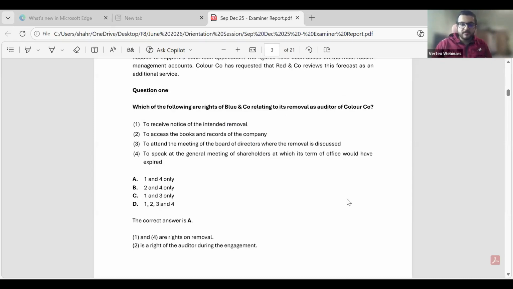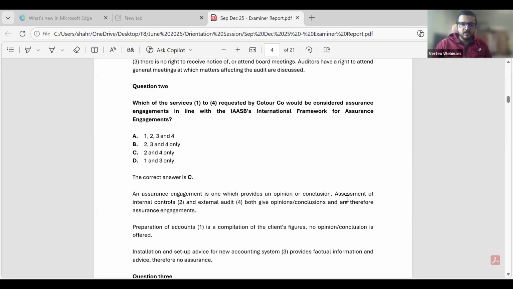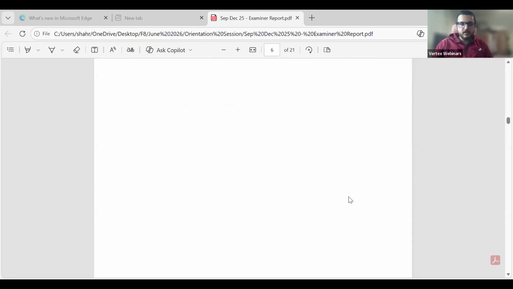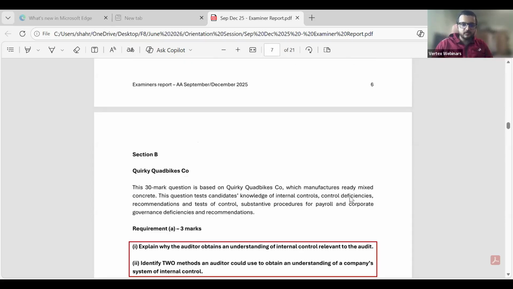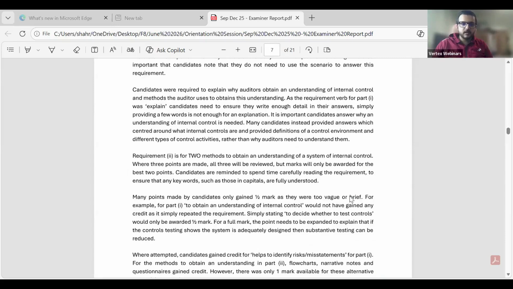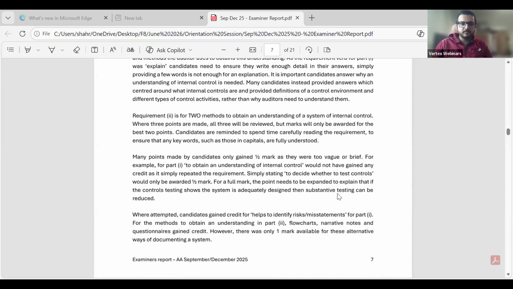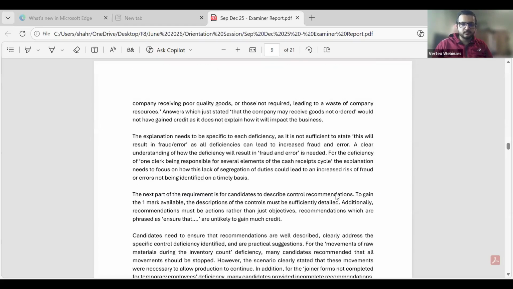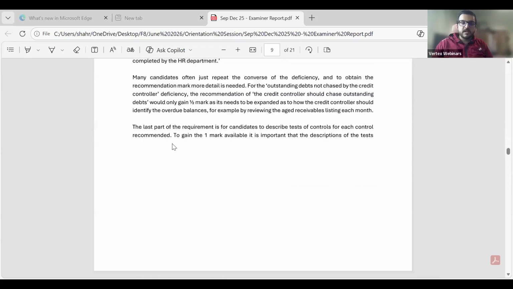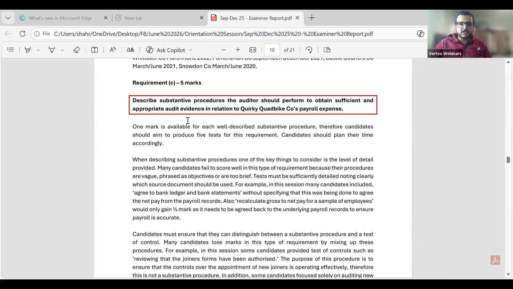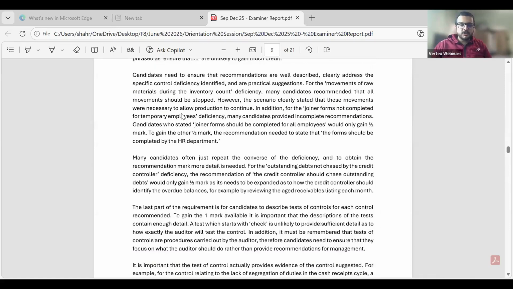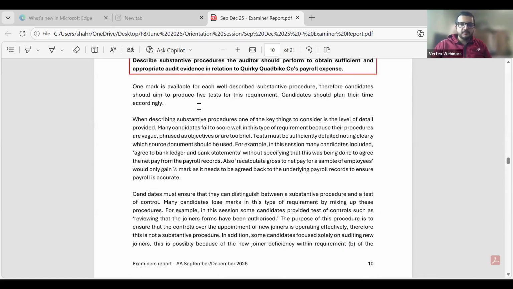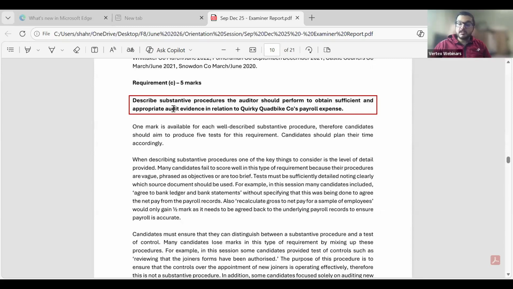Now, we are not going to look at everything individually, but I'll look at audit reporting stuff. So, internal control. Yeah, so let's have a look at substantive procedures. One of the substantive procedures that your examiner tested was: describe the substantive procedures to obtain sufficient and appropriate audit evidence in relation to Quirky's payroll expense.